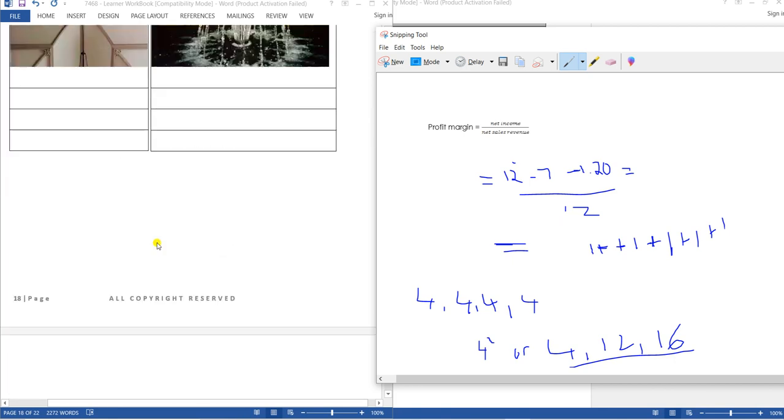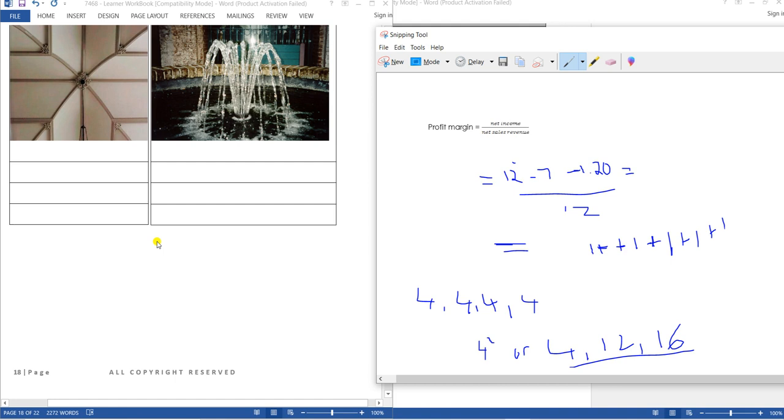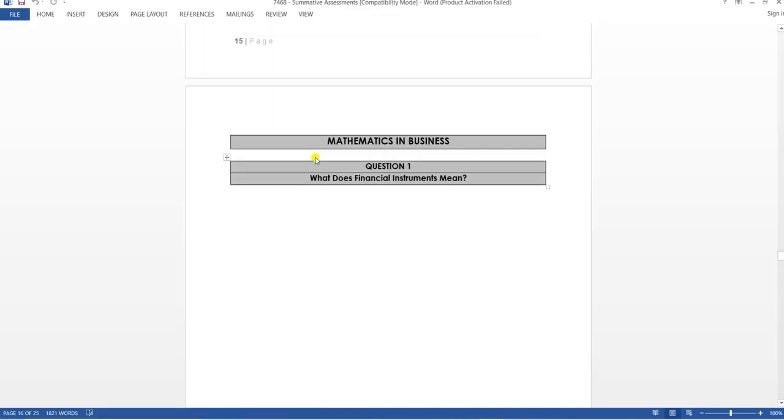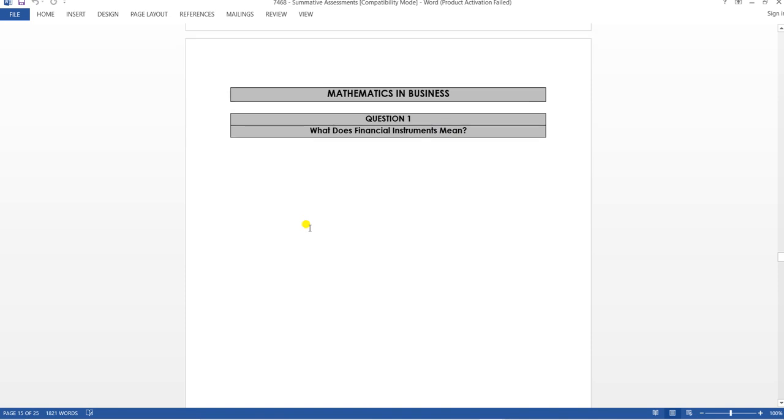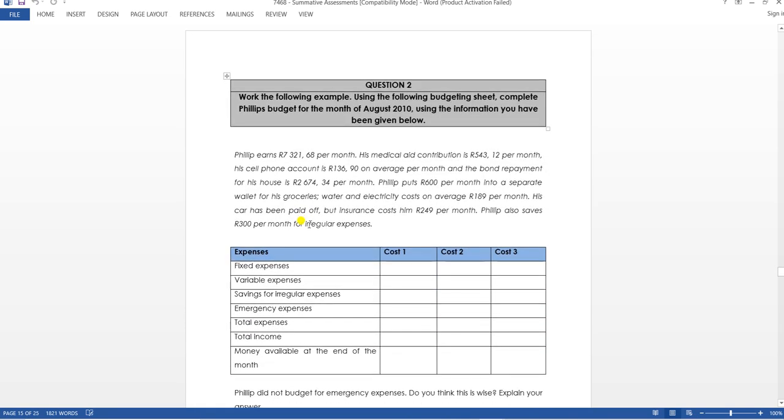So let's move on to summative assessment. For summative assessment, question 1, what does financial instruments mean? You need to provide an explanation of what you understand by financial instruments. And let's quickly redo question 2. The last time I did question 2 with you, I made a few errors in completing this table. So let's quickly do question 2.